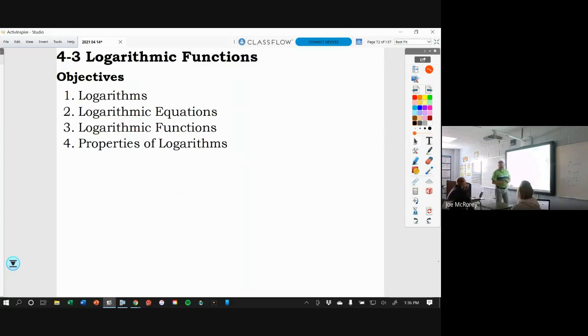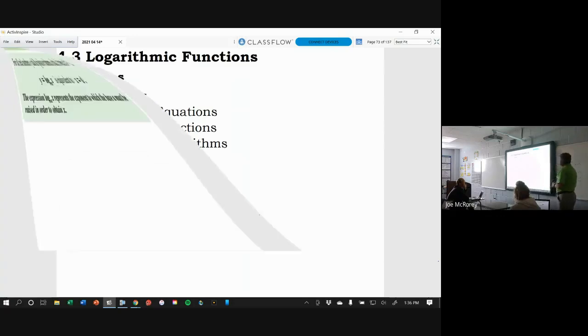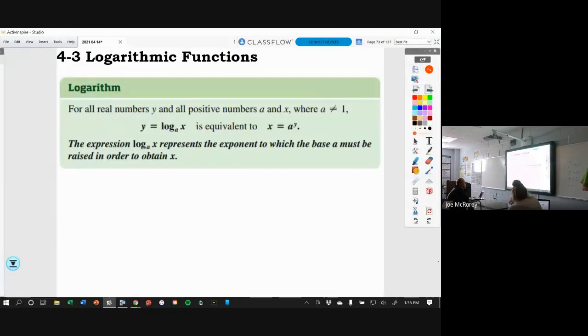Try one more time. Yes, they reflect across the axis of symmetry. And what's the equation of that line? x equals whatever your number is. So we'll be talking about logarithms, logarithm equations, logarithmic functions, and the properties of logarithms. A logarithm is written y equals, and there's multiple ways of reading this.